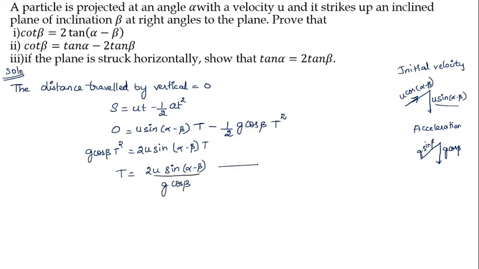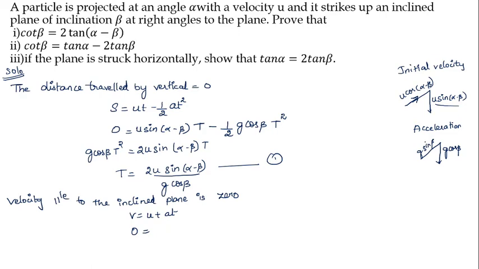Okay. Mark this as equation 1. Second, we are going to consider the velocity parallel to the inclined plane is 0. So we know that formula V is equal to U plus AT, right? Parallel to the inclined plane means you can consider in the direction of the inclined plane. So we are considering that the velocity is 0. So V equal to 0.